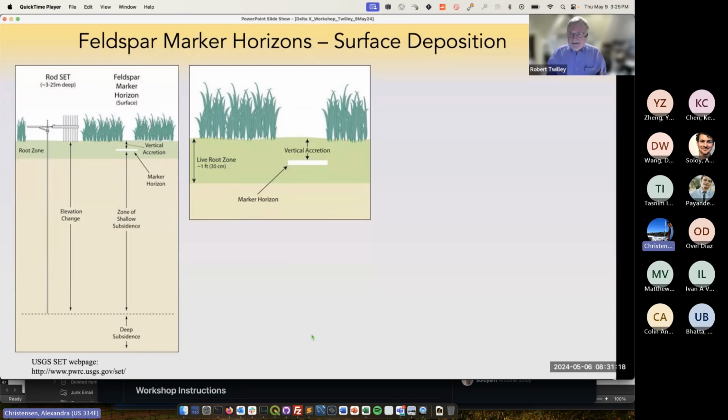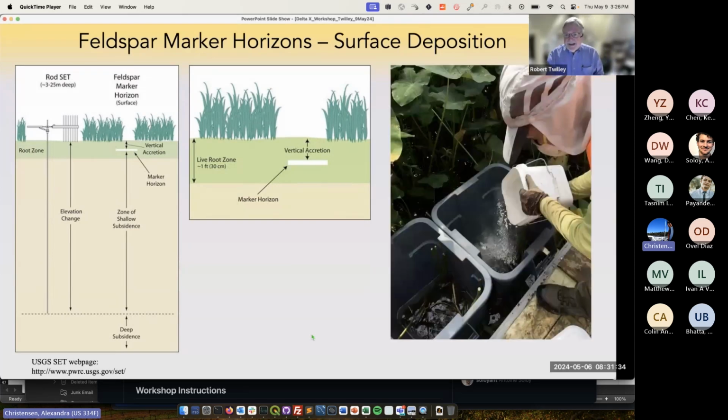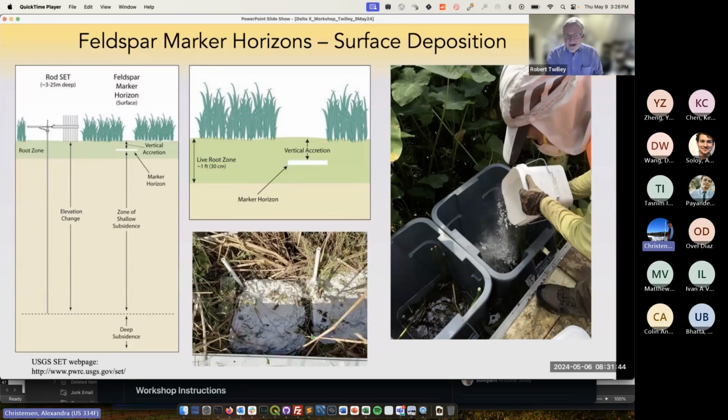I want to be really clear that we're going to use the marker horizon to parameterize the model to give us the annual deposition of inorganic and organic matter. That's very important. If you're not familiar with marker horizons, you lay down a white feldspar clay material. You can see it here in this photograph.